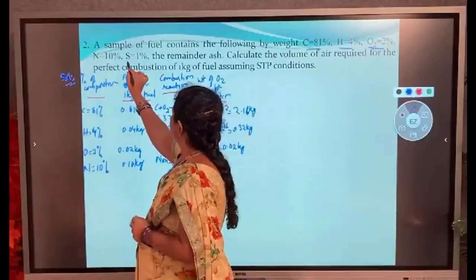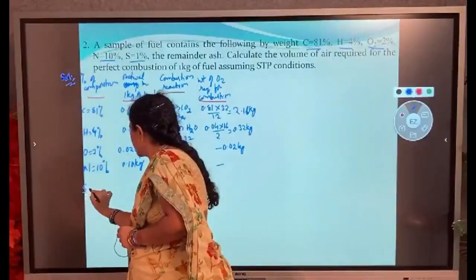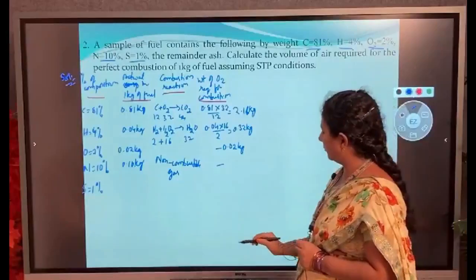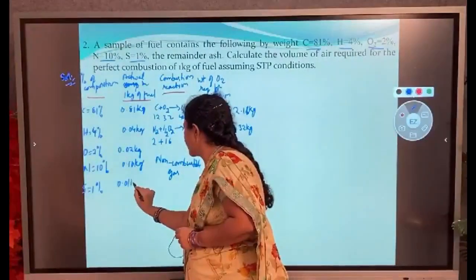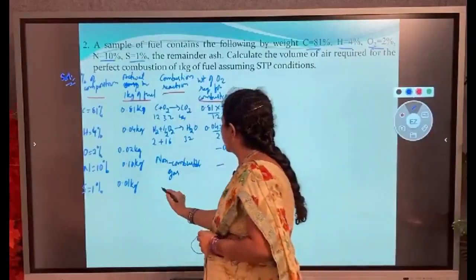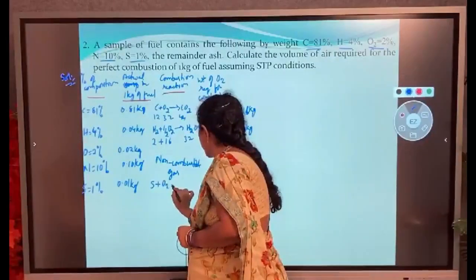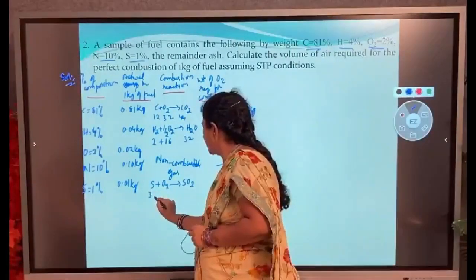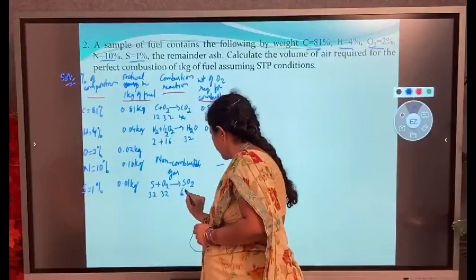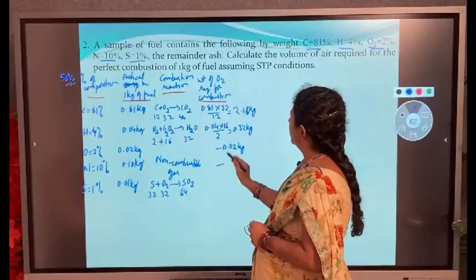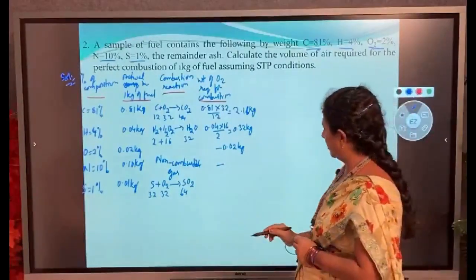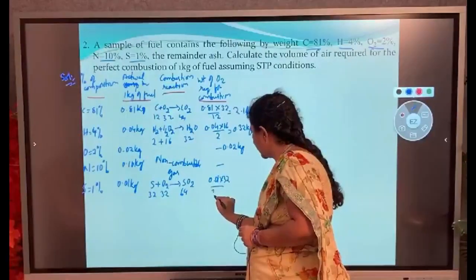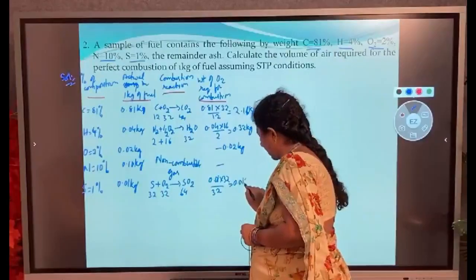Next, sulfur 1%. So the actual composition in 1 kg of fuel is 0.01 kgs, and the combustion reaction is S plus O2 gives rise to SO2, that is 32 plus 32 gives rise to 64. So the weight of oxygen required for combustion is 0.01 into 32 by 32. This will be equal to 0.01 kgs.